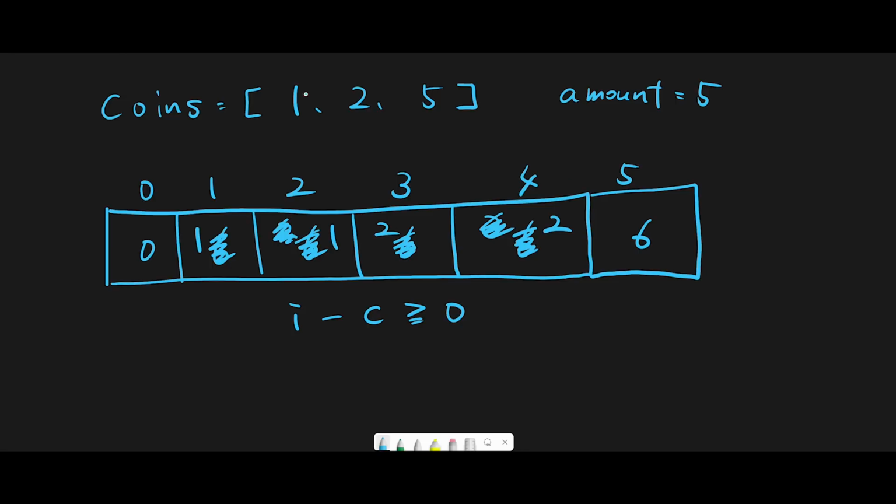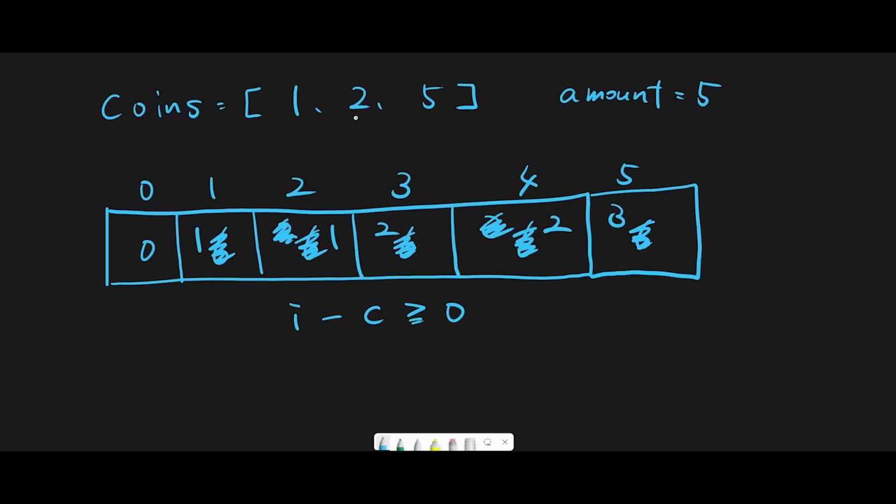So if we use coin 1 this time, 5 minus 1 is 4, right? So we meet this condition. So we can update array. And 5 minus current value of coin is 1. So we need amount 4. And then we need 2 coins to make up amount 4. And then we use this coin this time. So that's why 2 plus 1 coin is 3. So update index 5 with 3 coins.